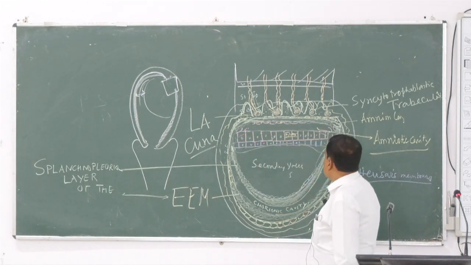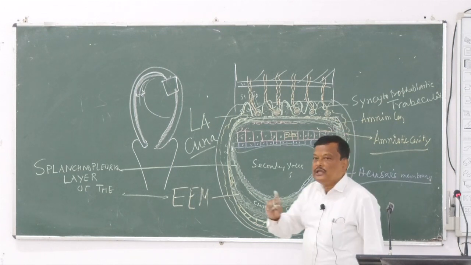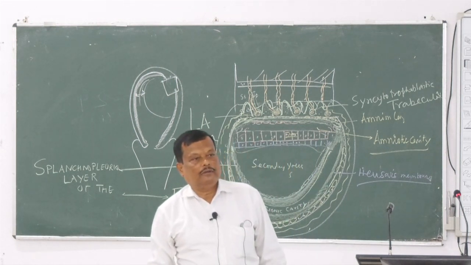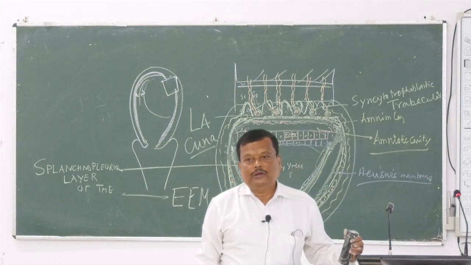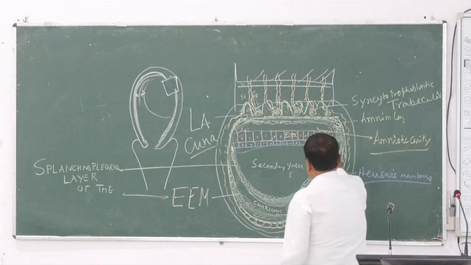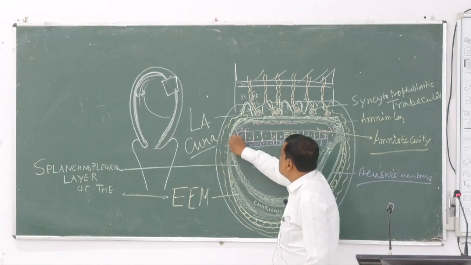Now, at this stage there is no cavity, so there is no separation between the splanchnopleuric layer of the mesoderm and the somatopleuric layer of the mesoderm. Rest, only these layers we call splanchnopleuric, and rest these.